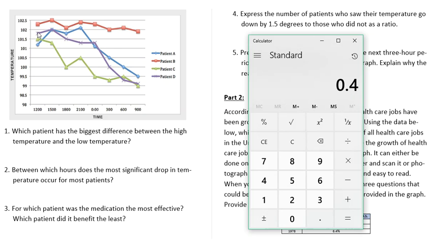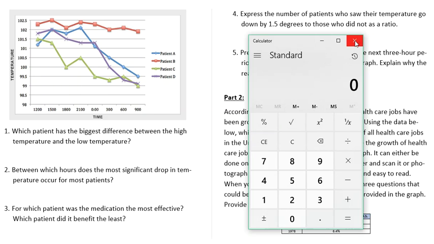You need to do that for each of the patients, taking their initial temperature and their lower temperature down here, and then you're going to be using those numbers to find out who had the biggest difference, which means that number that you're looking for is going to be the largest. Okay, so I'm not going to tell you exactly what the right answer is, but I did tell you how you could calculate it.